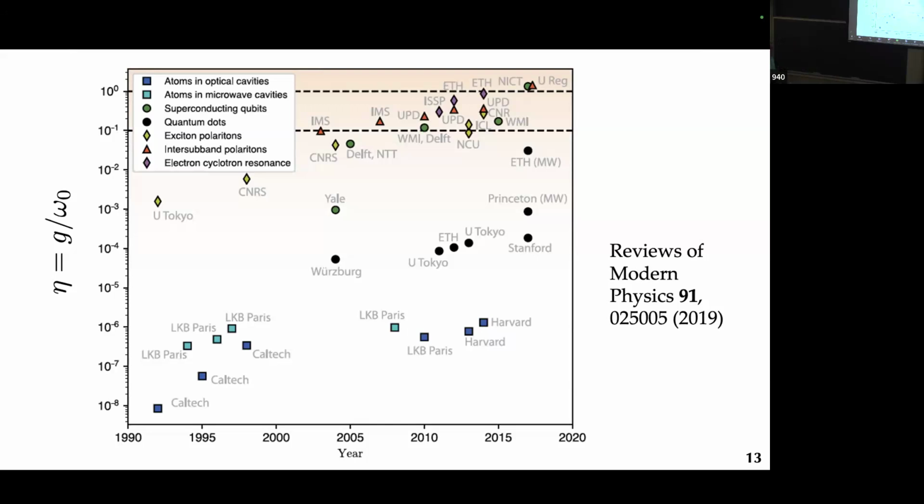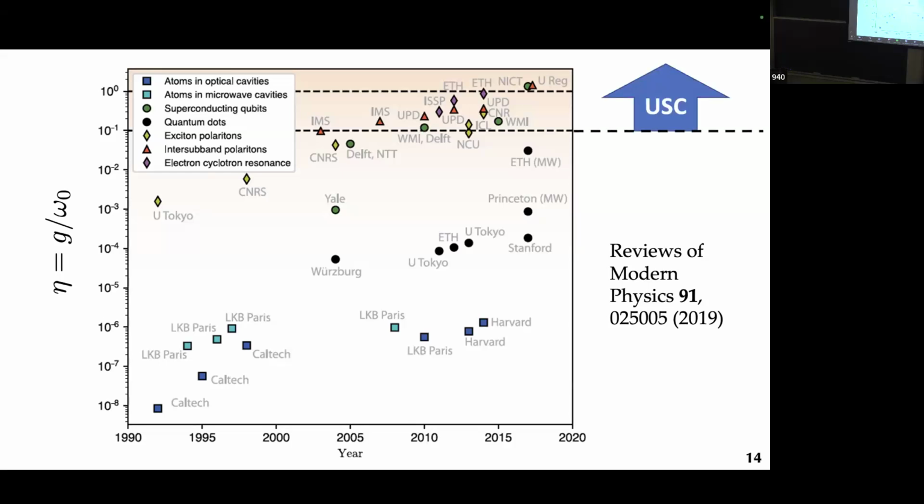But if you use condensed matter systems, the first cavity QED in condensed matter systems was micro cavity exciton polaritons by Arakawa and Weisbusch. So that was already 10 to the minus 3. Then there are many other condensed matter systems: quantum superconducting qubits, quantum dots, inter subband polaritons, and electron cyclotron resonance. They can be much, much higher than atomic and molecular systems.